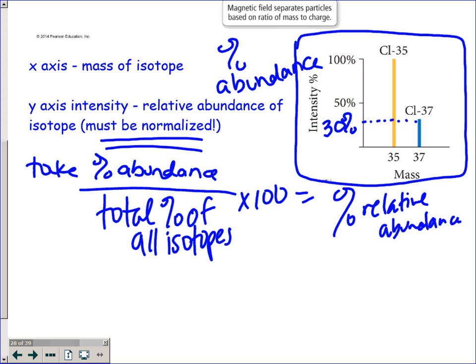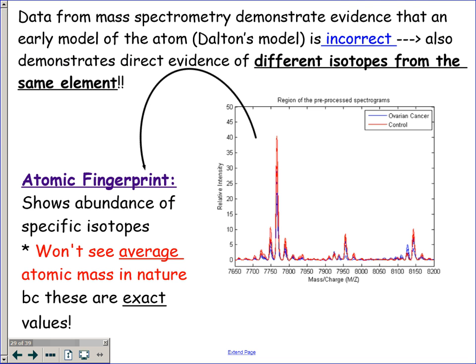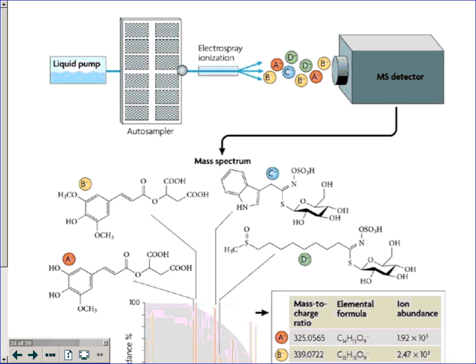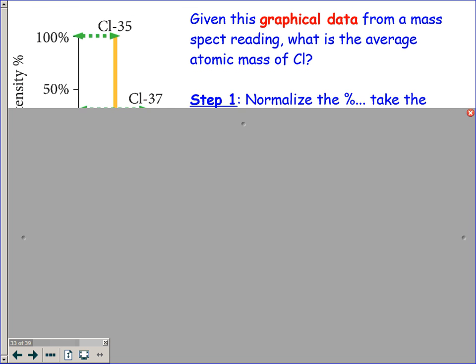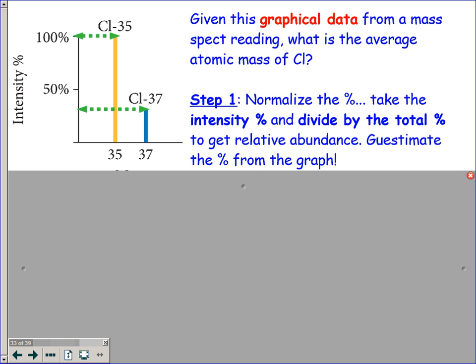Okay. We're going to take our individuals, and this is an example you'll want to write down. Hold on, I'll go right back to that. I want to go to my example. Here it is. Using this graphical data, step one, we're normalizing the data. We'll take the intensity or the percent abundance and divide by the total percentage to get the relative abundance. Like I said, you will have to guesstimate from the graph a little bit. My guesstimate might be a little different than yours because I've already solved this for you guys.